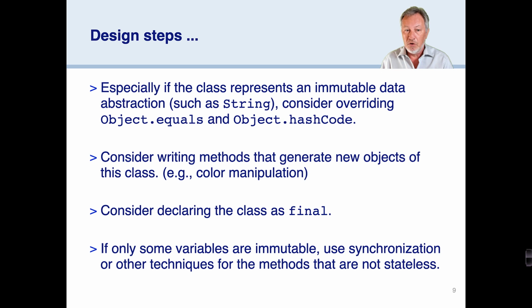Next, you should also consider writing methods that generate new objects of this class. So for example, we want to create new strings, we want to create new colors, we want to create new kinds of complex numbers, as we'll see in a moment.